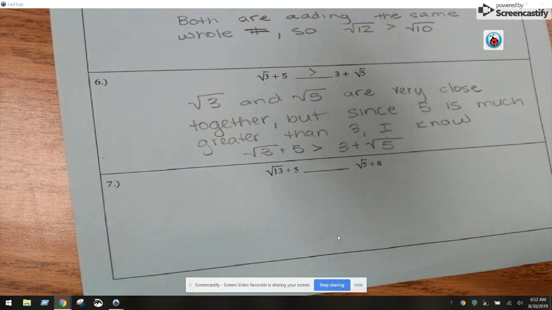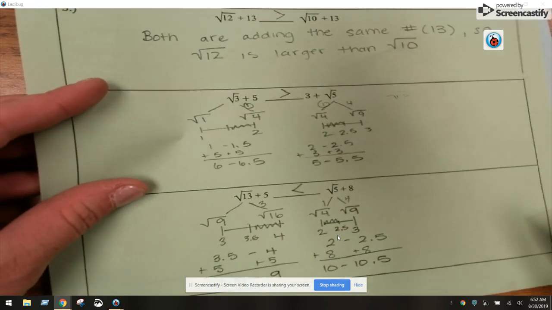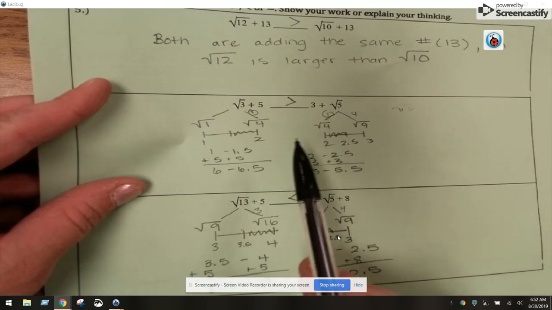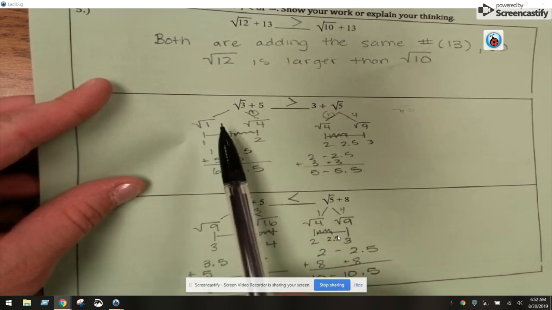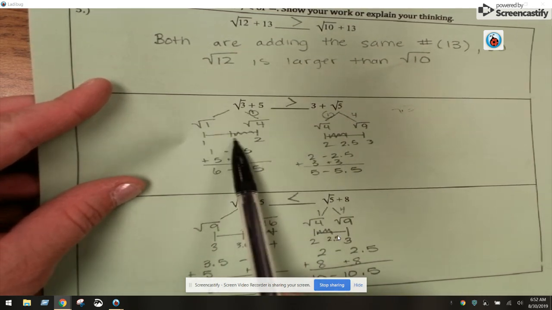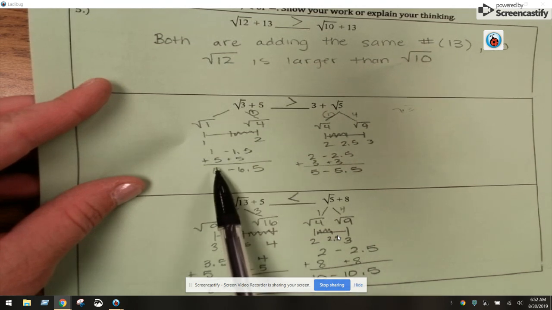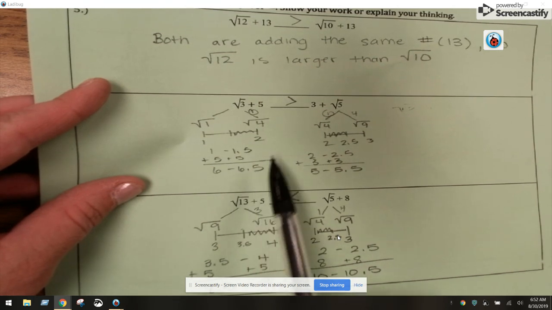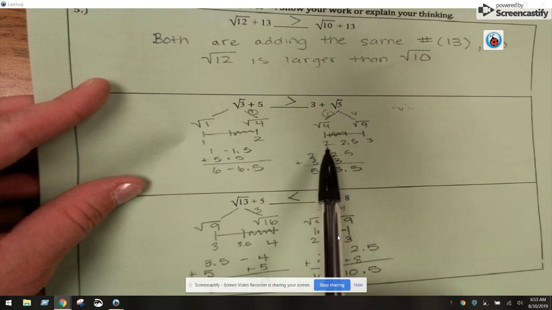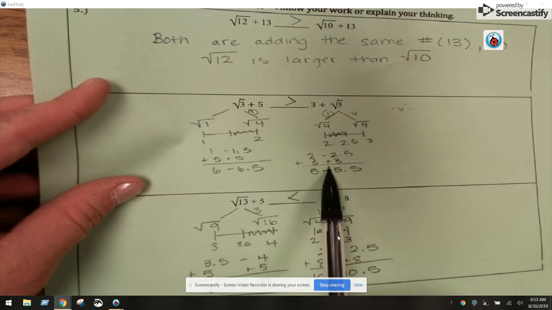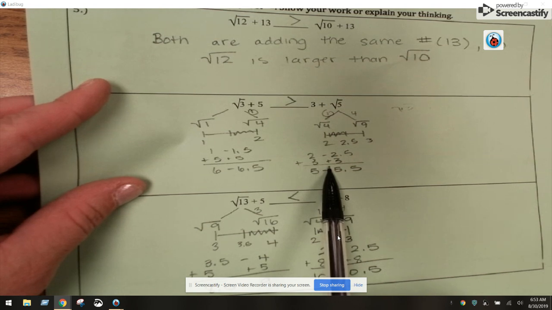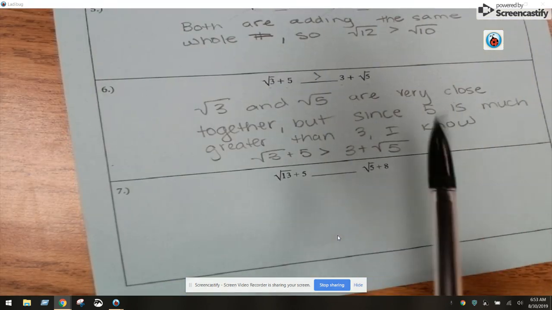I mean, again, you could do this whole process for both of them. But again, that's going to take you a while. I got that it was between 1.5 and 2 plus the 5. So this side's between 6 and 6.5. And this side over here is between 5 and 5.5. I could do that, and that would totally be valid. But if you can reasonably explain it, it might be a little bit easier.